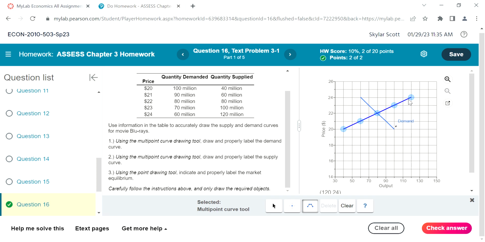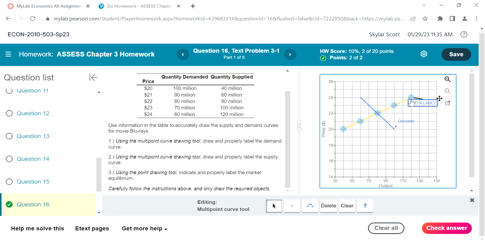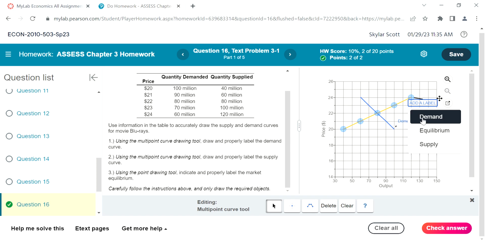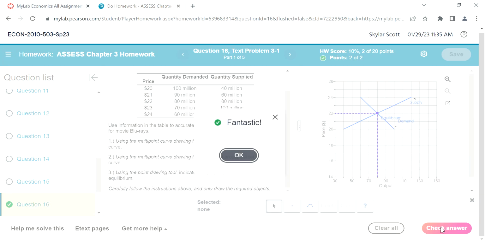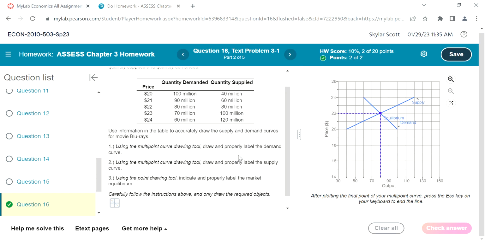Again, just like the demand curve, we'll hit the escape key. That will give us an opportunity to label this as the supply curve. Finally, we're going to mark equilibrium, which we discussed earlier as the point where quantity demanded is equal to quantity supplied, and that is going to be right here at the output of 80 million. Finally, we'll add that label as equilibrium and check our answer. Awesome, we got that portion right.